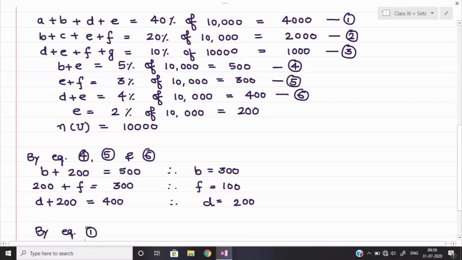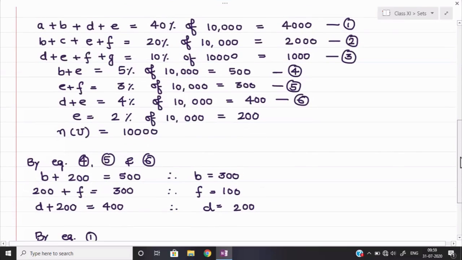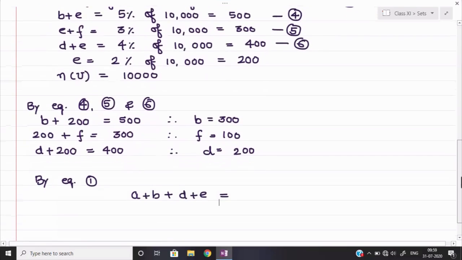By first equation, let's see what we have: A plus B plus D plus E is equal to, how much have we been given? I think 4000. Let us check once. Yes, look at equation 1: A plus B plus D plus E is equal to 4000. So this is my equation.